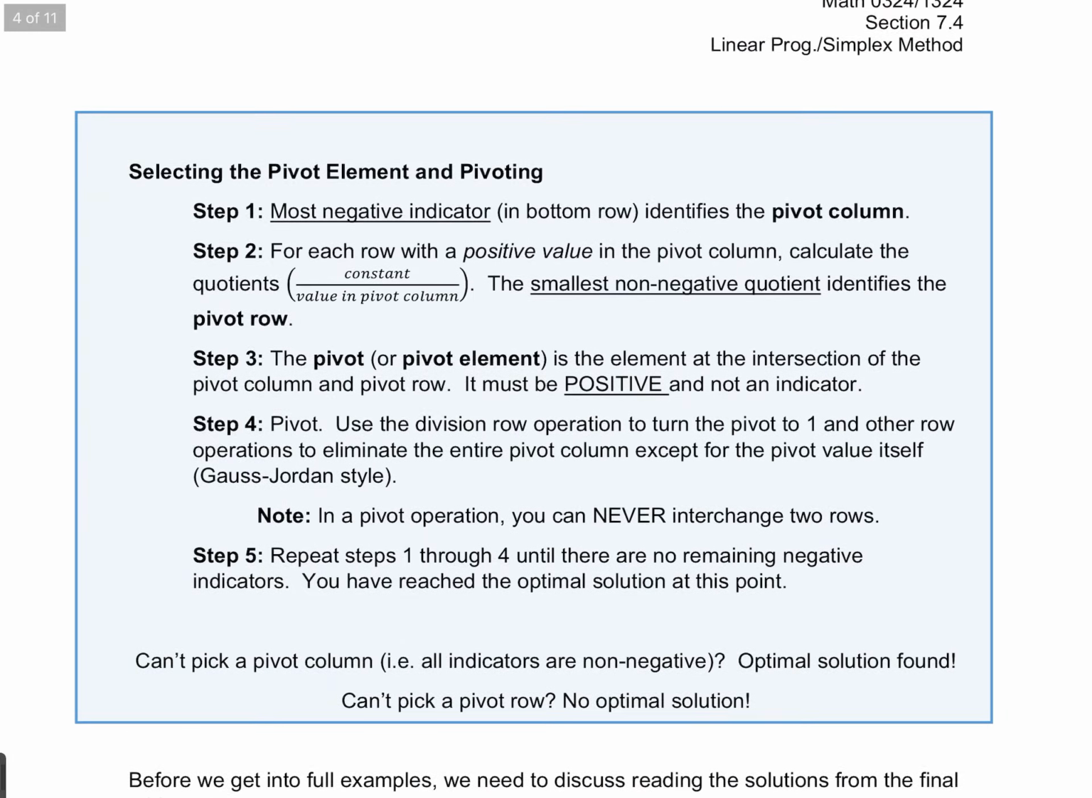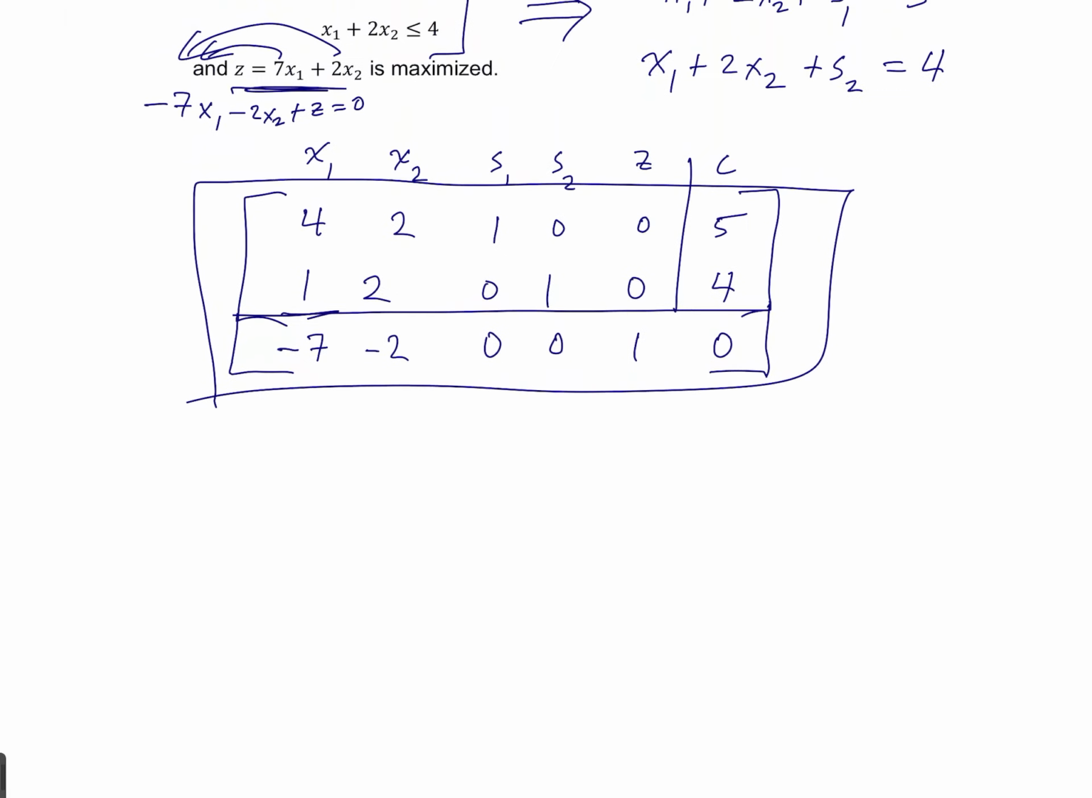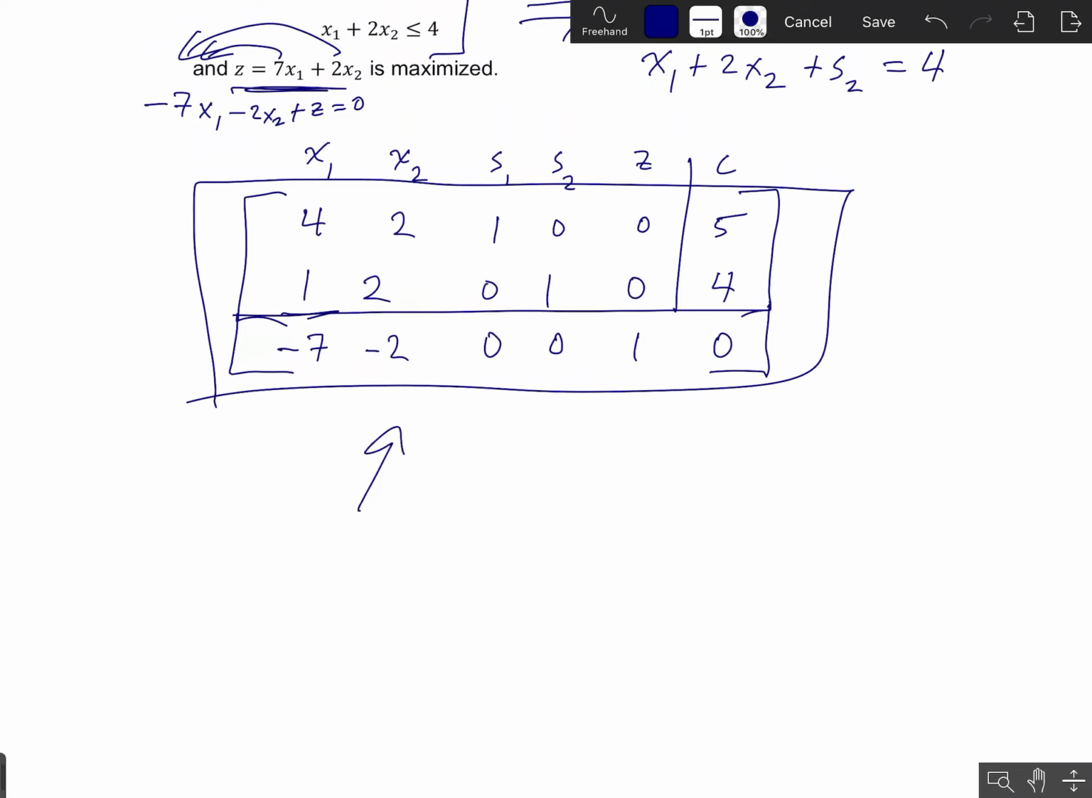Because notice that here I could read off, maybe just for practice, let's read this one off. So notice that here x1 and x2 are non-basic because they have too many non-zero entries. So I would have x1 equals x2 equals 0. And then I would have s2 equals 5. Sorry, that's s1. s1 equals 5, s2 equals 4, and z equals 0.